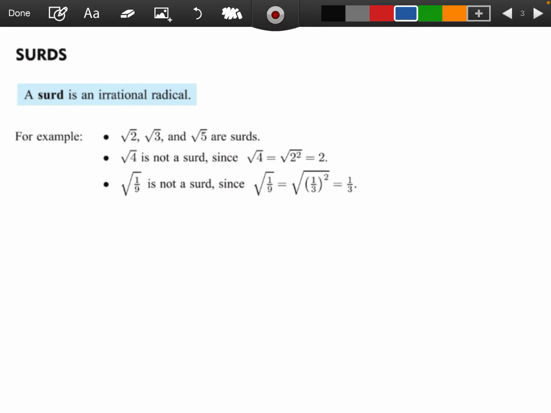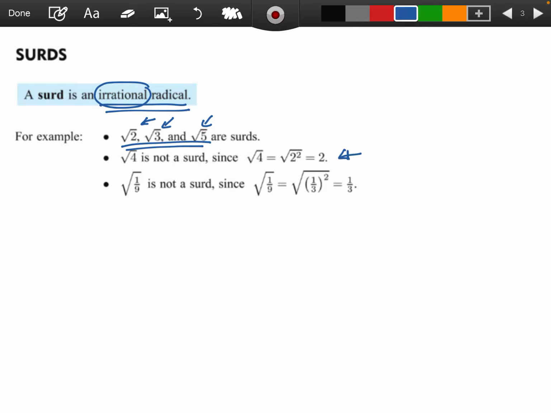Okay, so a new vocabulary word for you, probably, is surd. A surd is a very specific radical that is irrational, meaning if you were to take that square root on a calculator, you would get an irrational number. So the examples that are listed here, root 2, root 3, root 5, if you actually did those out on your calculator, you would get decimals that are unending, irrational numbers. So those are very specifically referred to as surds.